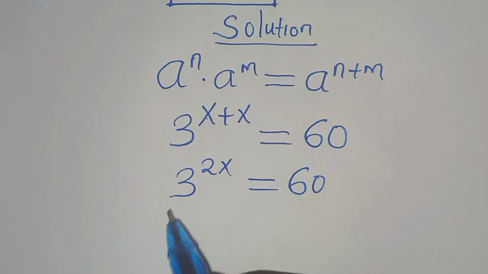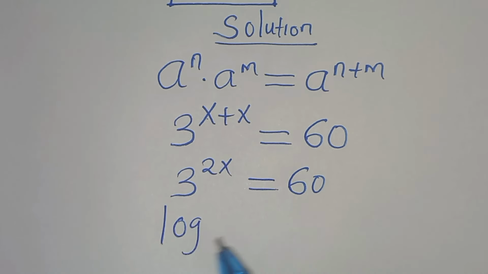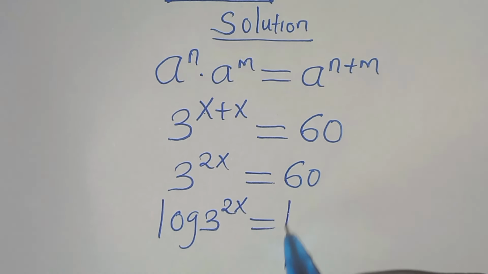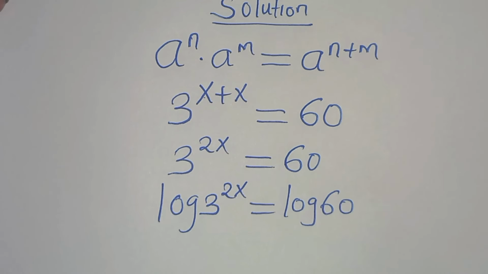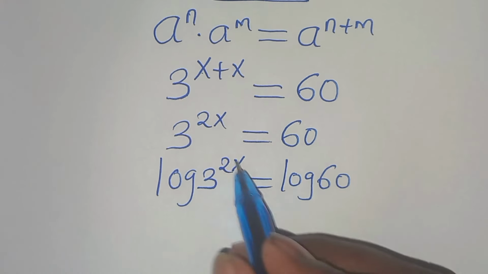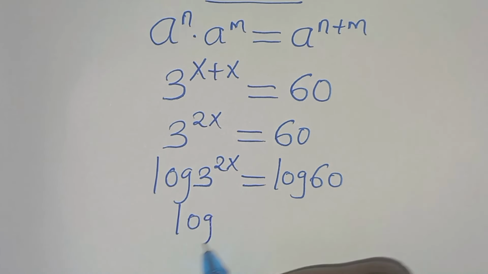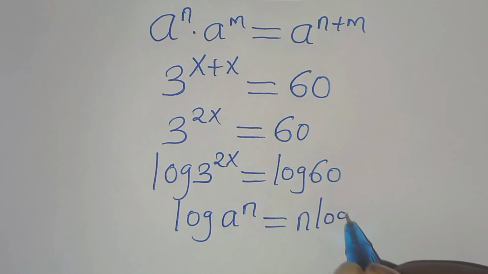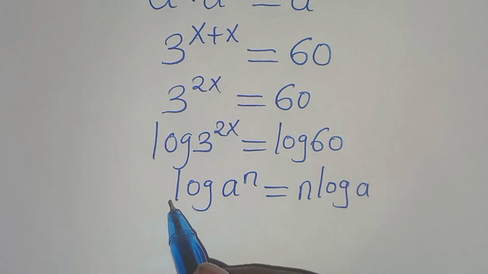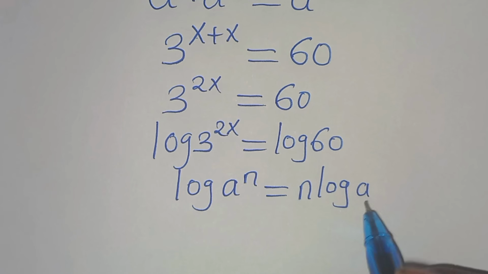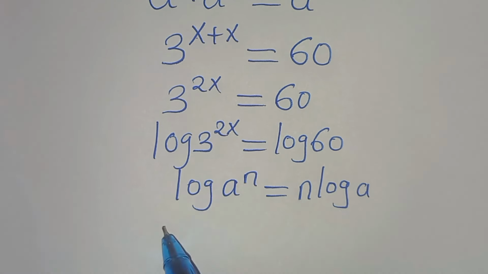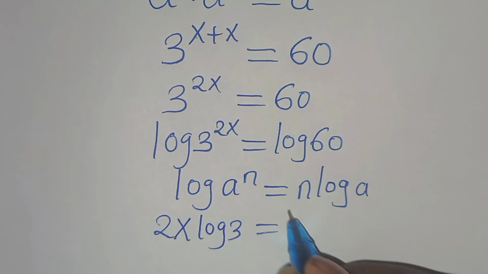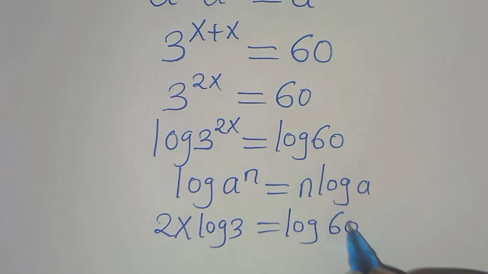Now, to solve for the value of x here, we introduce logarithm on both sides. We have log 3 to the power of 2x. This is equal to log 60. Now, log 3 to the power of 2x, this is in the form of log a to the power of n, which we can express as n log a. Applying this logarithm property, then log 3 to the power of 2x becomes 2x log 3. This is equal to log 60.